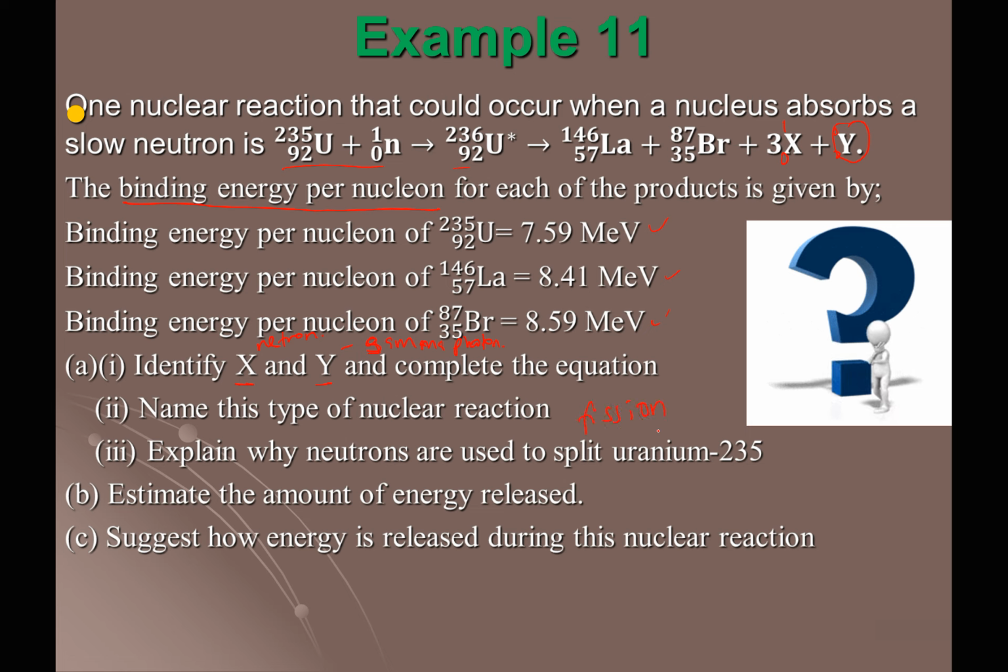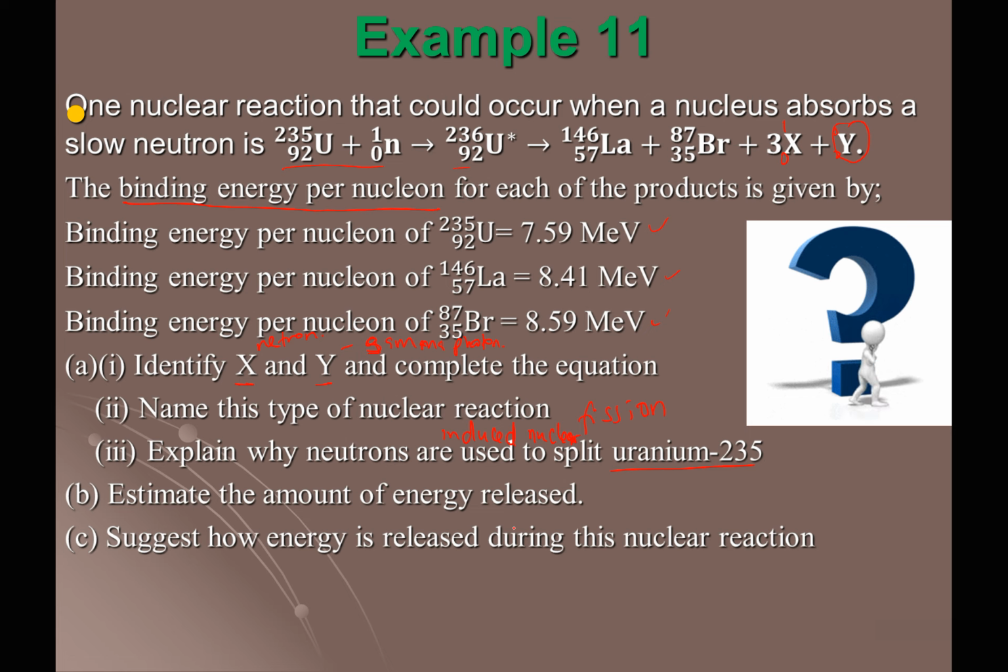But because it starts by absorption of a neutron, you can be specific and you say it is induced nuclear fission. Then explain why neutrons are used to split uranium-235. We have said neutrons have no charge, so they can penetrate deep into the nucleus without any repulsion.